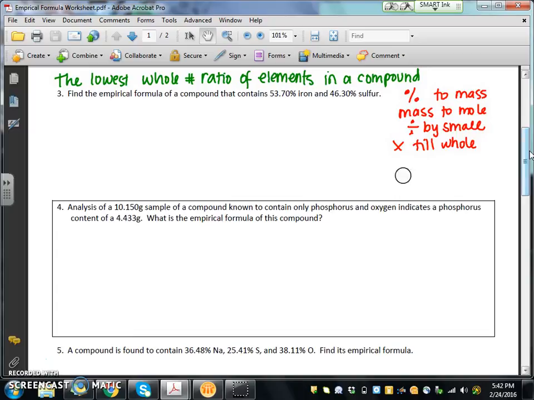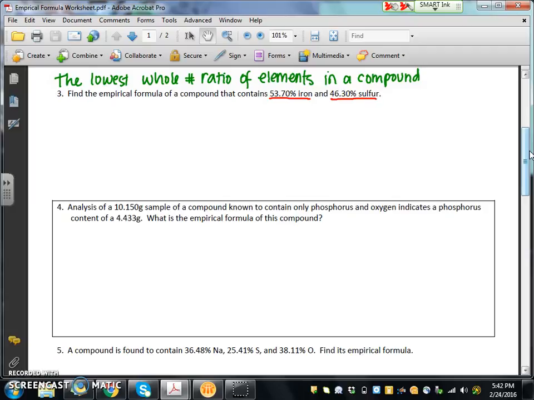I'm actually going to erase it so that I have all of my room now. Okay. So number 3, again, they give us 53.70% iron and 46.30% sulfur. And in the same way that we were doing our mole conversion problems, we find what's given and what we're looking for. We're given certain percentage of iron and sulfur, and they're trying to have us find the empirical formula. So these are the things that are given and what we're looking for.